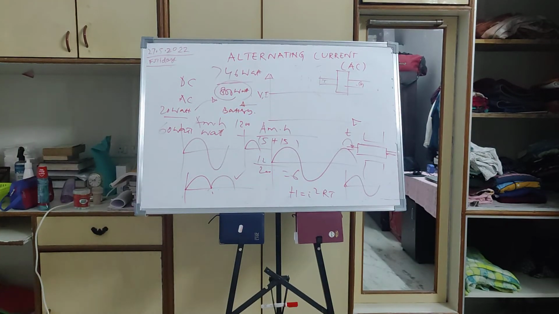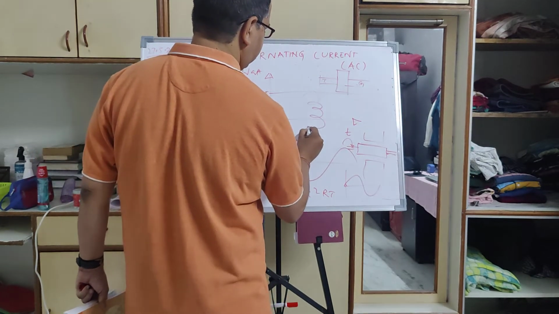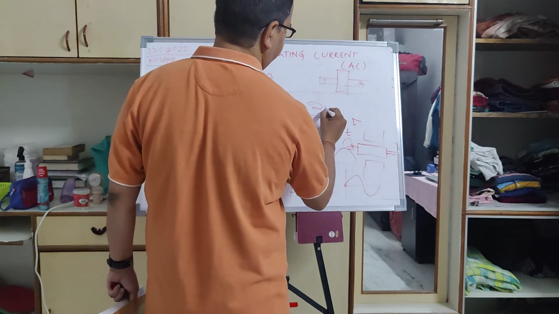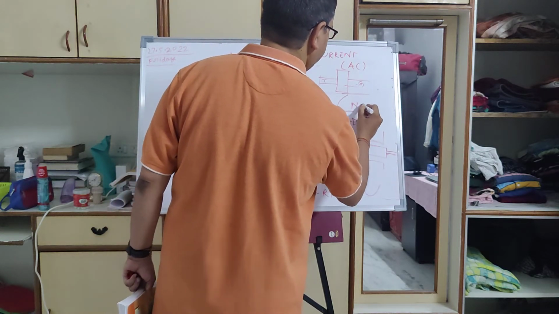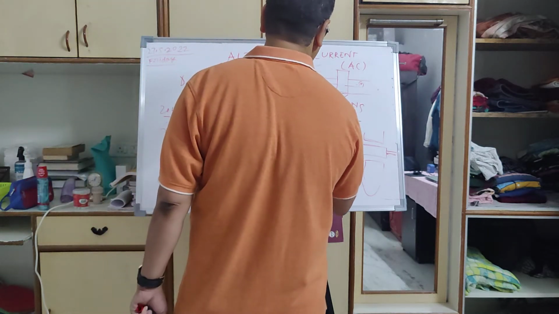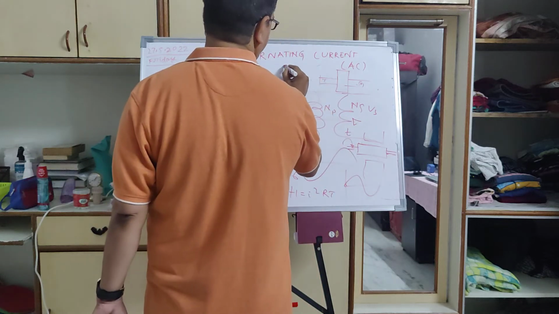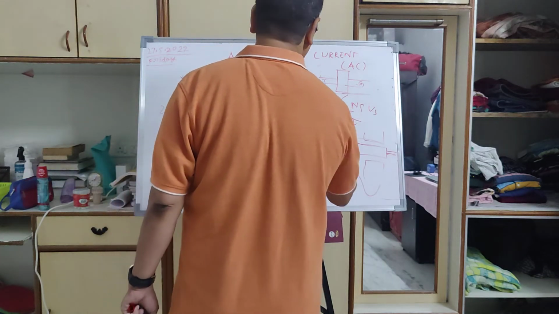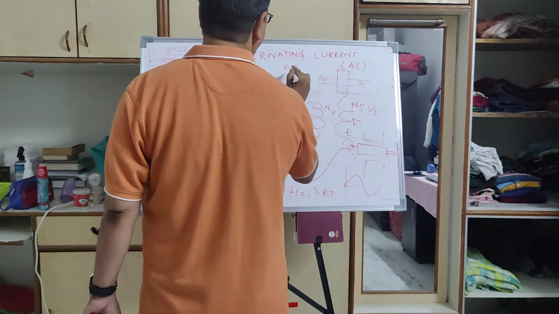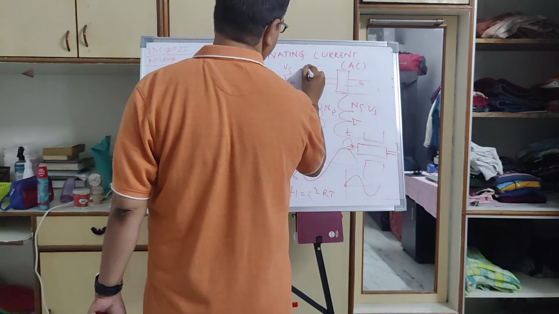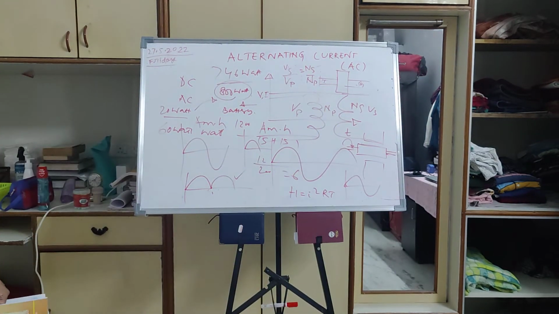And in transformer we have studied, like say we have some primary winding NP, and we will have some secondary winding NS. So the secondary voltage and primary voltage relationship we know: Vs by Vp is equal to Ns by Np. So lesser is the number of turns, lesser is the voltage. This is very, very important.